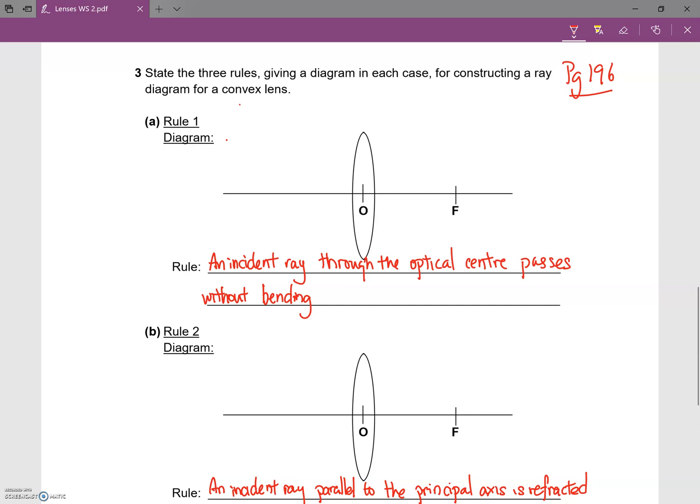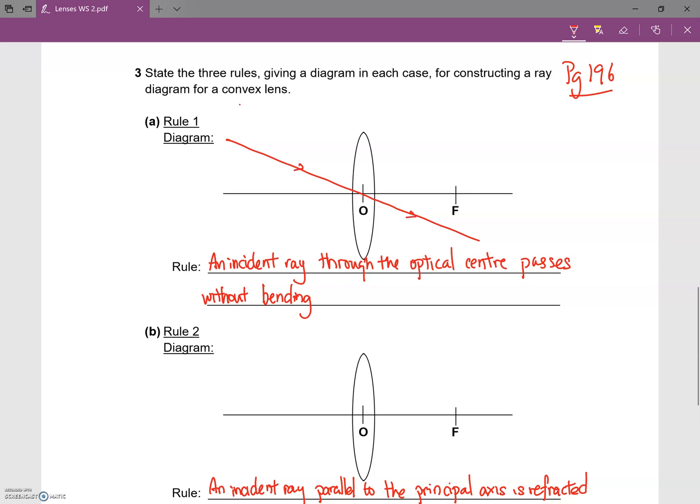First rule: an incident ray through the optical center passes without bending. So imagine I have a point over here, and a light ray is coming from here. When the light ray reaches the optical center, normally because this is a lens, the light will get refracted. But because it goes through the optical center, it doesn't bend, it just goes straight through.